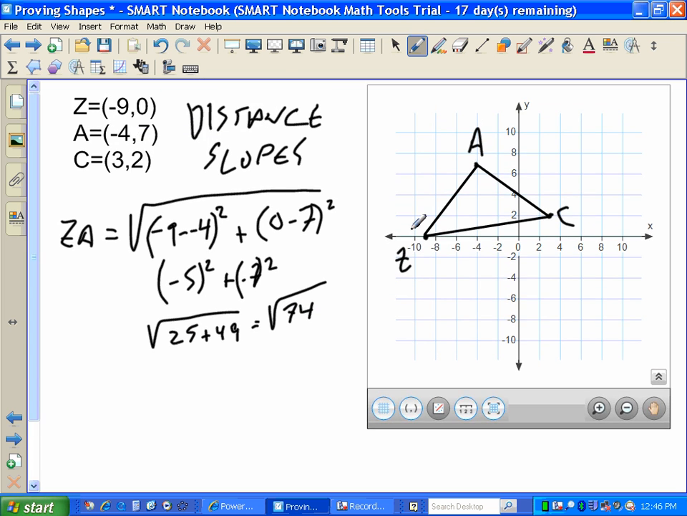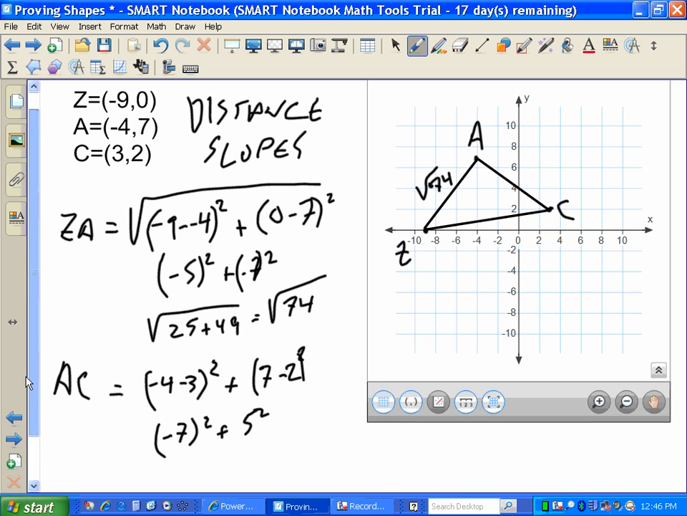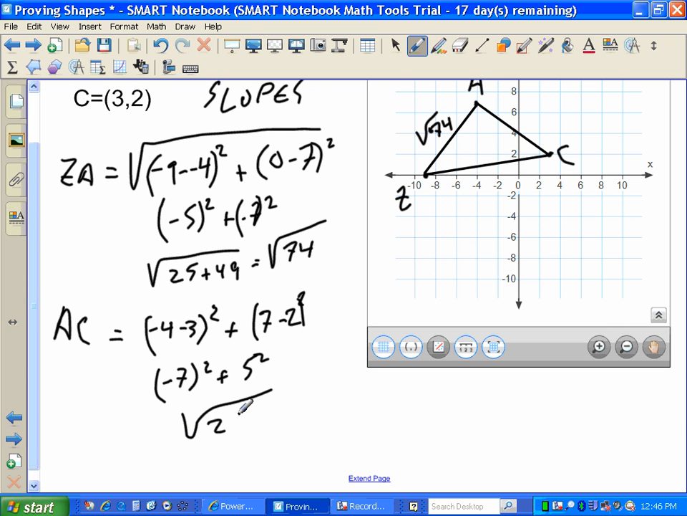Okay. So this side right here is the square root of 74. Then we'll go and do AC in the same manner. That's -4 subtract 3 squared plus 7 minus 2 squared. This is -7 squared. That's 5 squared. And that's going to turn out to be, again, the square root of 25 plus 49, which is 74, square root of 74. So we know at this point these two side lengths are the same.